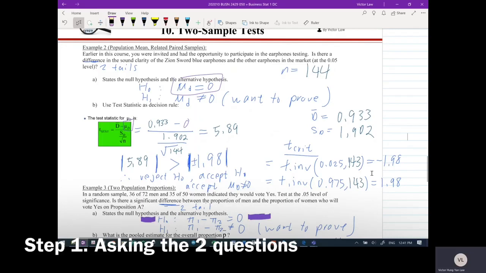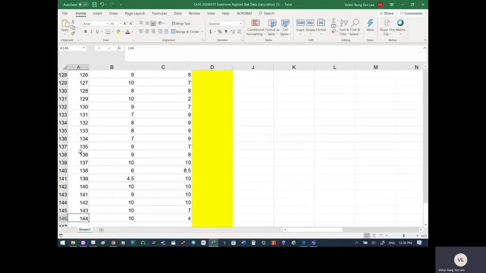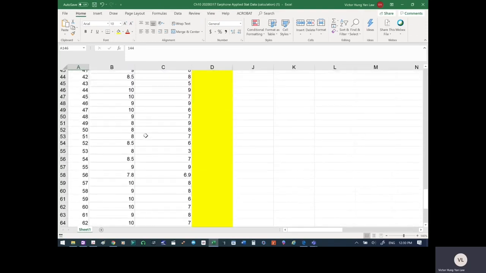So we know that we're looking for a two-tail test. We're looking for whether they are the same or not the same. And how we know which situation we're in, how we know this is a paired sample, is we need to look at the data. In the data set, we have one column for the SoundSwap Blue sound clarity and one column for the other earphone's sound clarity. We look at the count. The data size is 144 students, actual students who filled in the survey over a couple of semesters.